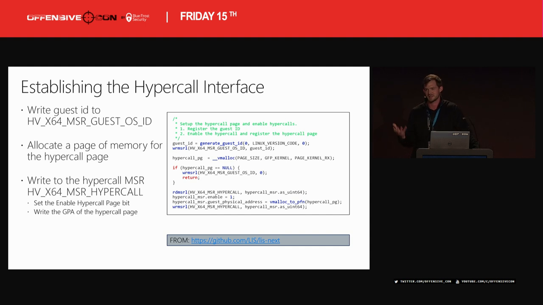And the guest ID is just a 64-bit entity, and this is documented in the Hyper-V specification. After you do that, you just need to allocate a page of memory and then set up that synthetic MSR. All that it requires is you writing your page frame number to it, as well as setting the enable bit. The enable bit just says if someone later on tries to recreate this hypercall interface, they can see it's already enabled and just use the existing page.